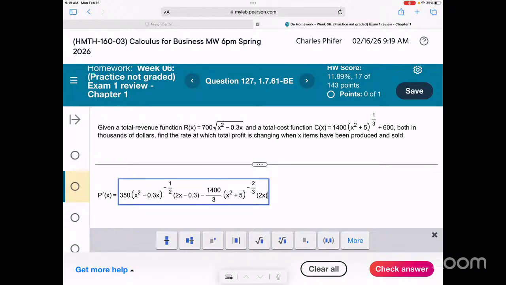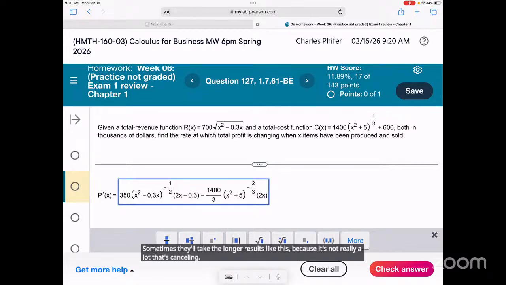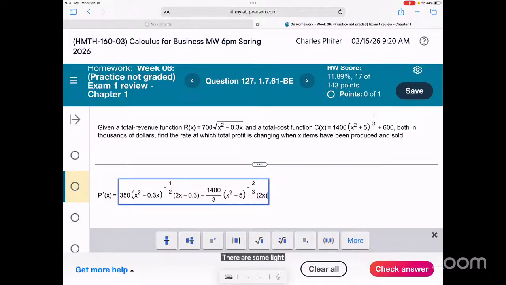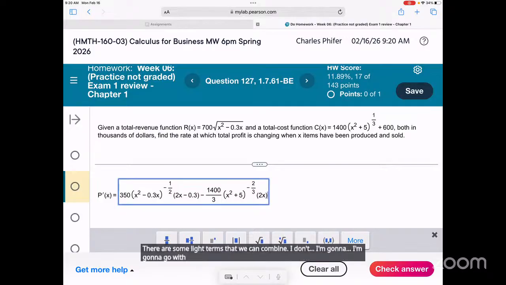Trying to see if I can get anything to cancel. It's a little bit extra. We should try to simplify. Sometimes they'll take the longer results like this because it's not really a lot that's canceling. There are some like terms that we can combine. I'm gonna go with this.